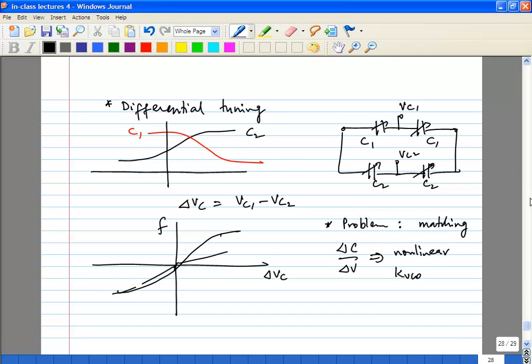Why is it an issue? The slope changes here. If your frequency is caught there, the tuning you get will not be all from C1 or all from C2. So when you're tuning around this range, you'll get different KVCOs. If the PLL is stuck there and, say, temperature is causing variation, you will see different variations on positive and negative sides.